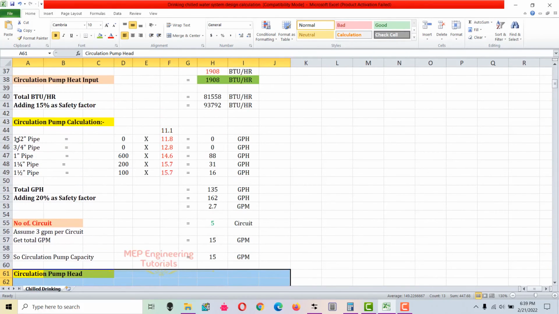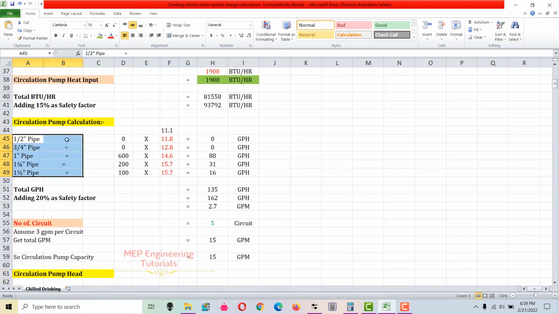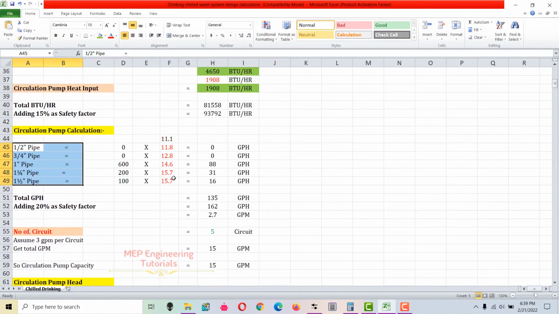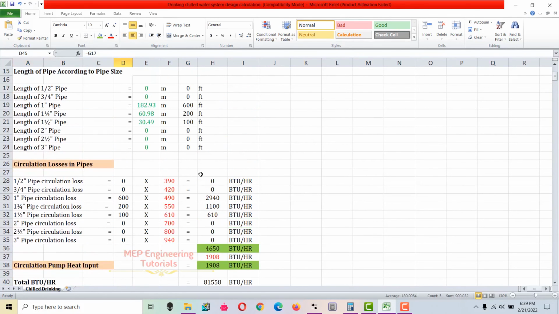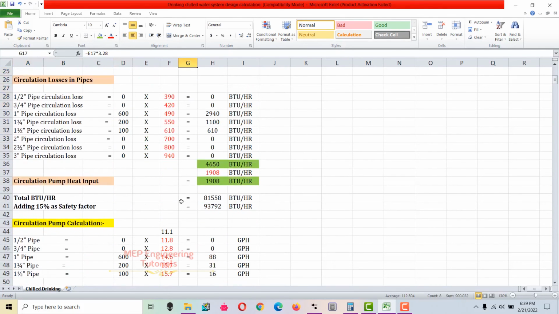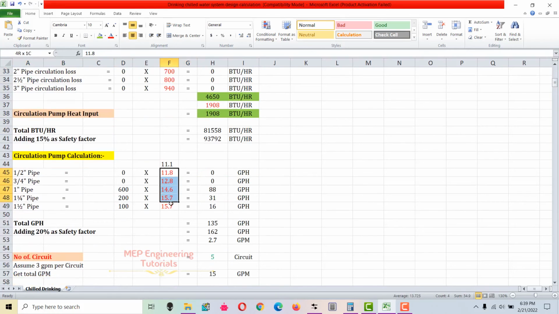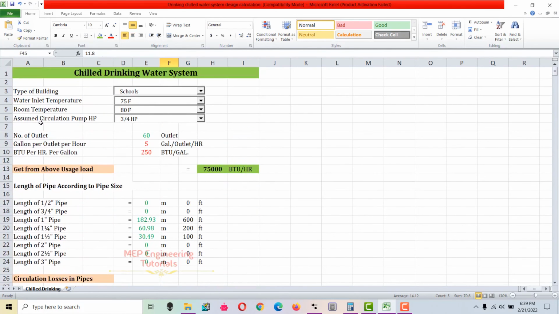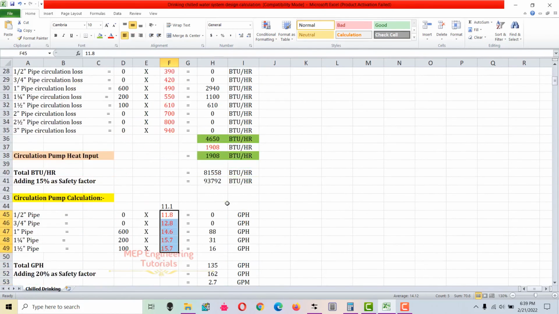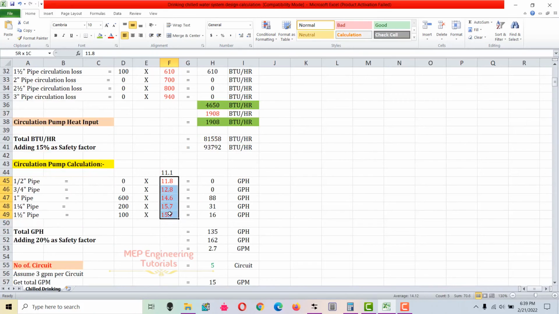So I have all the pipes which I have used in this project, and again these are the lengths, the same which I computed here above, and these values in the red color are again the same depending on the room temperature which you selected in here, 80 degrees Fahrenheit. So these values are in gallons per hour per 100 foot of the pipe.